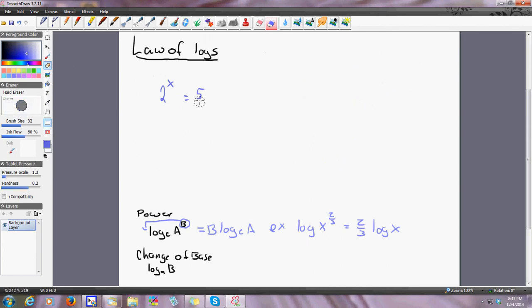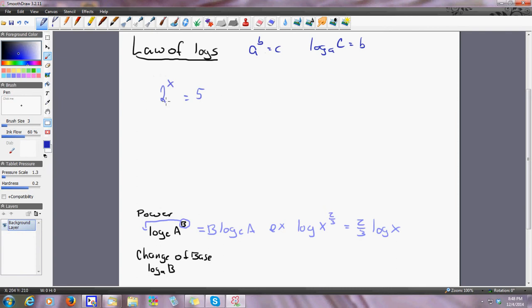But now we have this question. The power rule is nice because by using the power rule and the very first rule, which was a to the b equals c becomes log base a of c equals b, that's what I'm going to do first. I'm going to say log base 2 of 5 equals x. Nope, that's not what I'm going to do. Sorry about that, ignore. I'm trying to move quick.